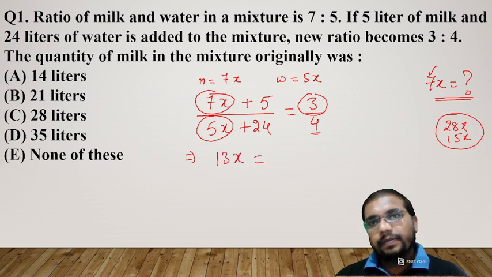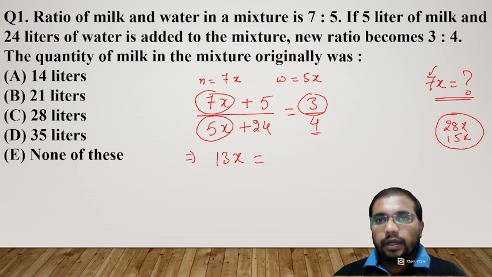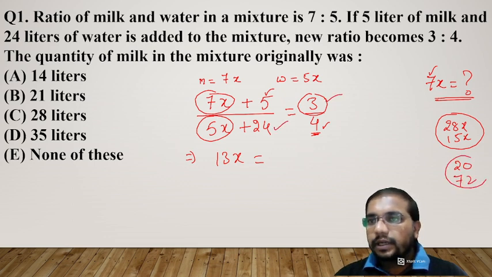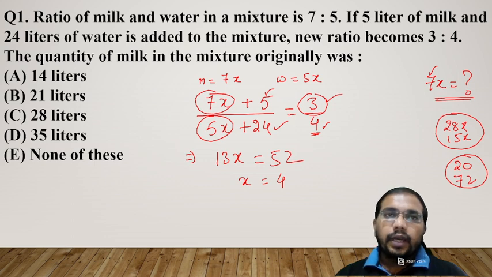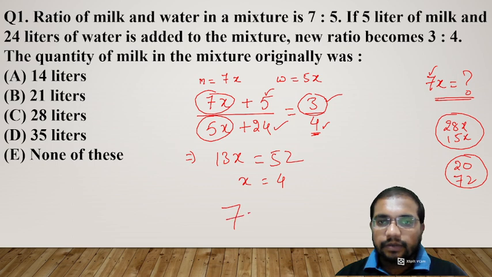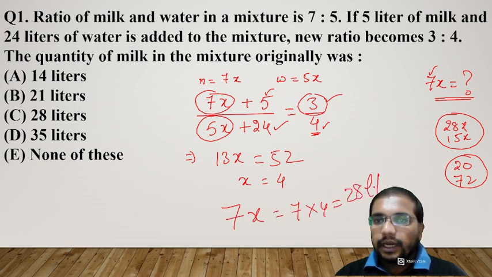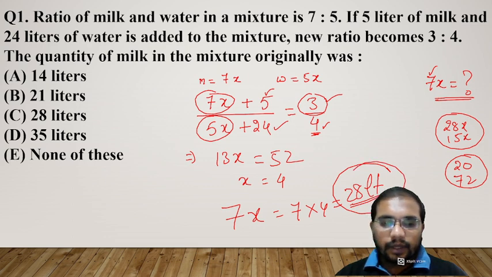13x. Clear? 4 into 5, now constant, 4 into 5, 20. 3 into 24, 72. What is the difference? 52. 13x is equal to 52. X value is how much? 4. But what are they asking? What is the quantity of milk in the mixture originally? That is the 7x value you need to find out. 7 into 4 is equal to 28 liters. I hope it is clear.